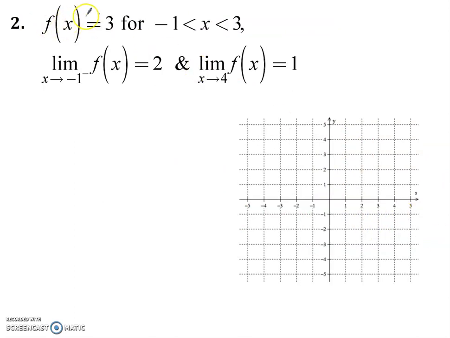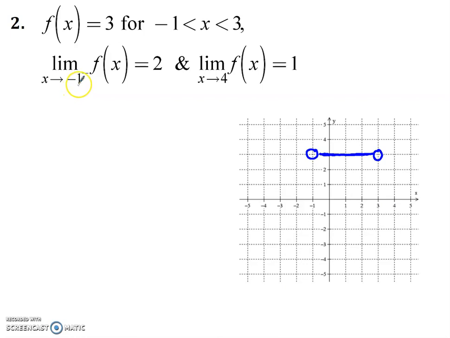So this time they tell us f of x equals 3. So that's a horizontal line, and it's only for the x values between -1 and 3. So I'm going to draw a horizontal line starting at -1, okay, with an open circle because I don't have an or equals to here. And then I'm going to go all the way to 3, also with an open circle. Okay. So we have this one portion of the graph.